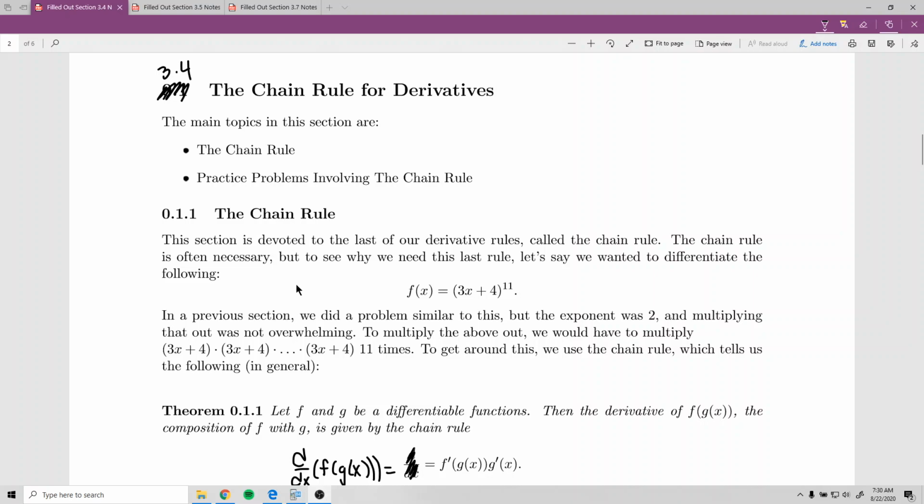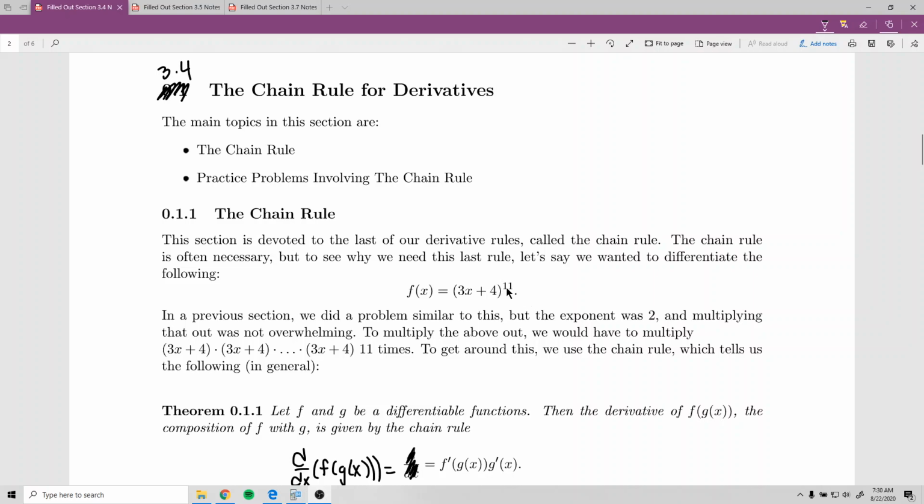All right, so to understand what the chain rule is used for, I'll start with a quick example. The chain rule is often necessary, but to see why we need this last rule, let's say we wanted to differentiate the following function. Say we wanted to do the derivative of f of x equals 3x plus 4 to the 11th power.